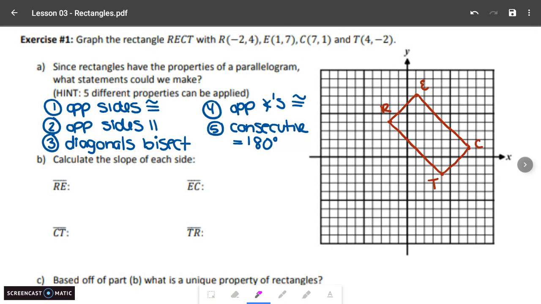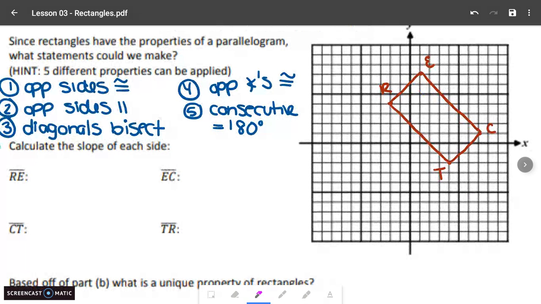So if we look at the slope of all of these, now remember, the slope is so nice when we have a graph because we're basically just counting up and over. So like RE here, we're counting up 3 over 3, which simplifies to 1. And you can write it as 1 over 1 or just 1, either way. If we look at EC, now remember, we're reading it left to right. So we're counting down over. Now in this case, we're counting down 6 over 6, which simplifies to -1.